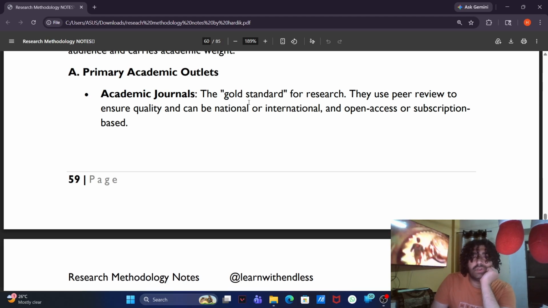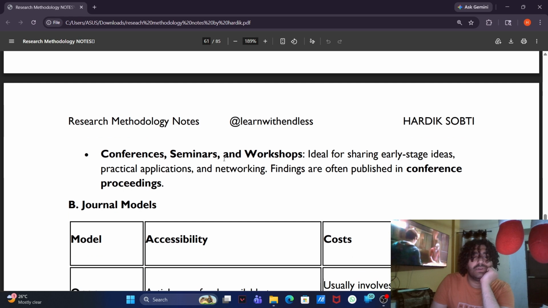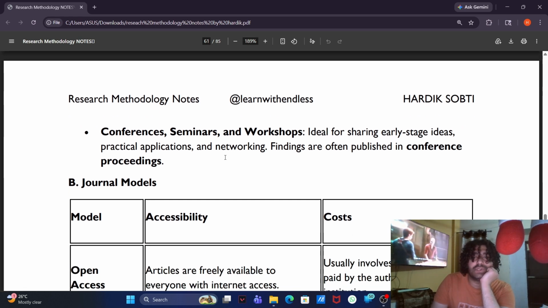Academic journals, the gold standard for research. They use peer review to ensure quality and can be national or international, and open access or subscription based. Conferences, seminars, and workshops are ideal for sharing early stage ideas, practical applications, and networking. Findings are often published in conference proceedings.